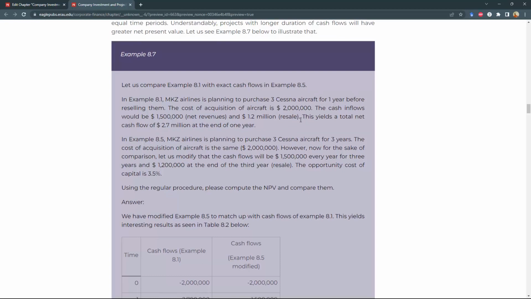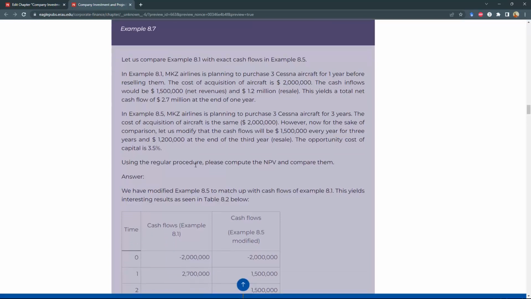In example 8.5, the acquisition cost is the same, $2 million, but now we've retained the aircraft for 3 years. So cash flows being produced are 1.5, 1.5, and 1.5 million respectively, and the resale value is 1.2 at the end of the 3rd year. Now this resale value should depreciate ideally, but for the sake of academic reference here, we're comparing something, so we just keep it the same.